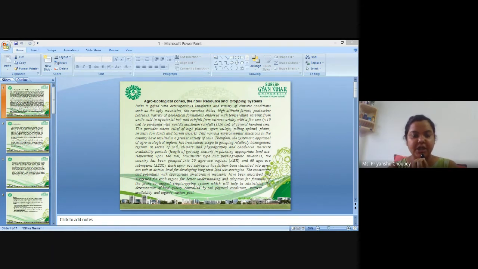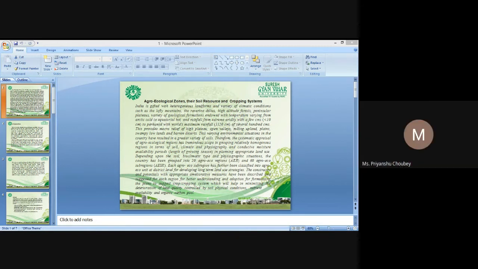Today we will talk about the agro-ecological zone, their soil resources and cropping system. So let's see what is the agro-ecological zone. So agro-ecological zone, their soil resources and cropping system.